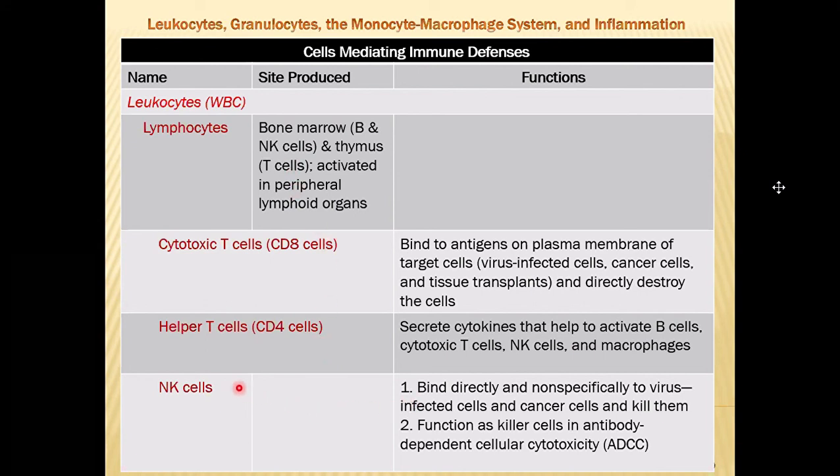Then another population of lymphocytes, the NK cells. This is not part of the specific immune defense, but the non-specific. It binds directly and non-specifically to virus-infected cells and cancer cells and tries to kill them if it can. Then they function as killer cells in antibody-dependent cellular cytotoxicity. We will discuss this in the next chapter.